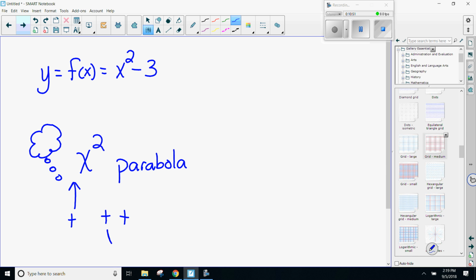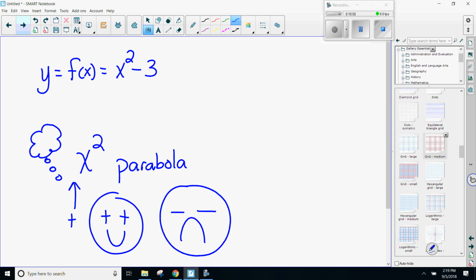It's going to be the smile. It's going to open upward. If it happened to be negative, then it's going to open downward. I hope that by the time you graduate, you're able just to see that. That helps with the process of elimination. Now you're down to maybe 2 graphs.